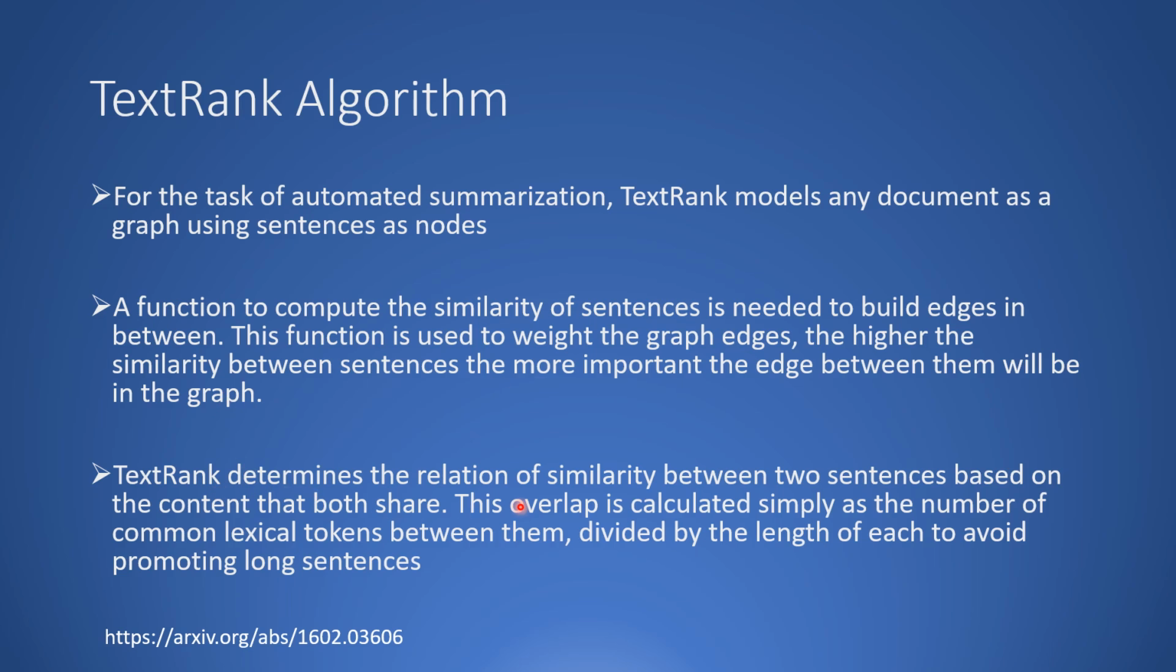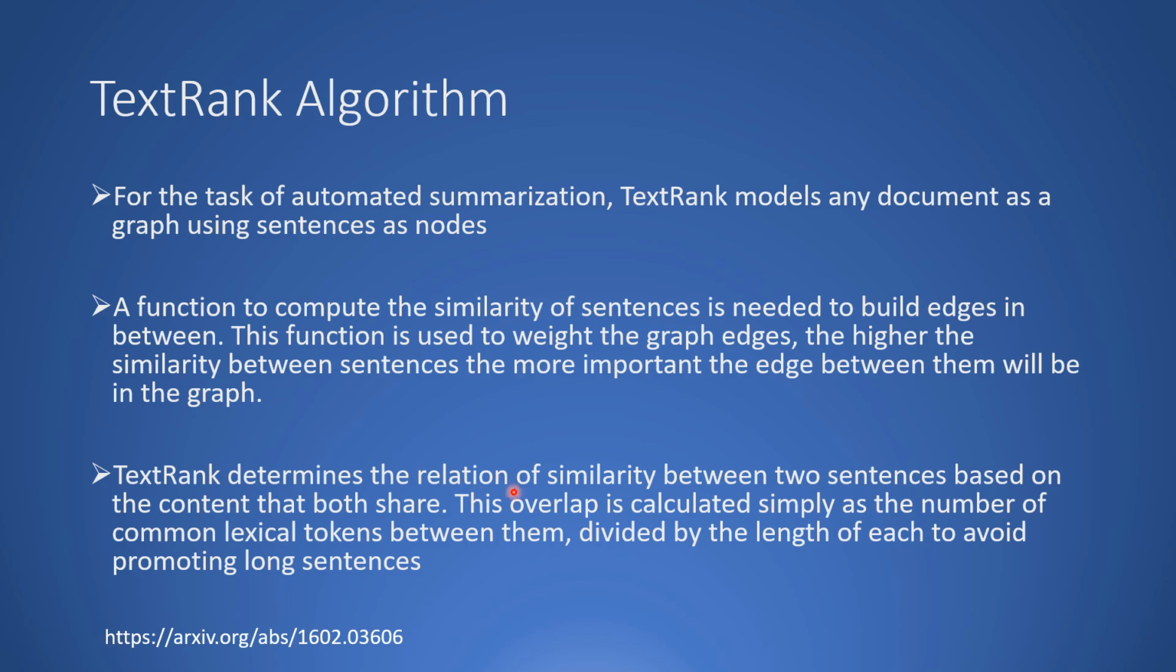TextRank determines the relation of similarity between two sentences based on the content that both share. So the overlap is simply calculated as the number of common lexical tokens between them divided by the length of each to avoid promoting long sentences. So the idea here is that this algorithm TextRank, it determines the relation of similarity between two sentences just by looking at the number of common words between these two sentences and then divides it by the length of each of these sentences.